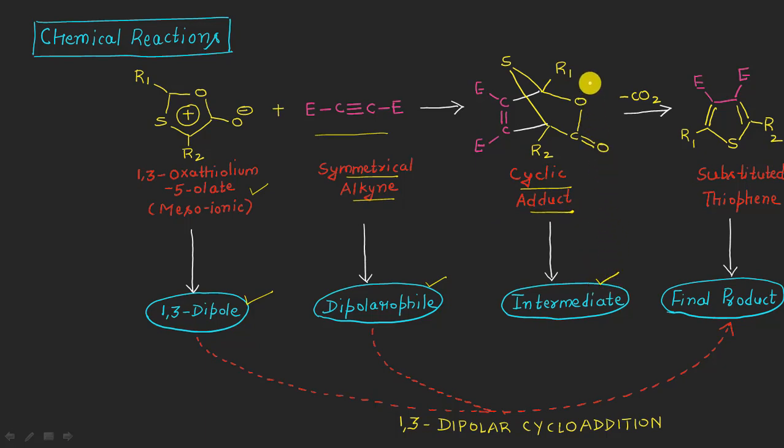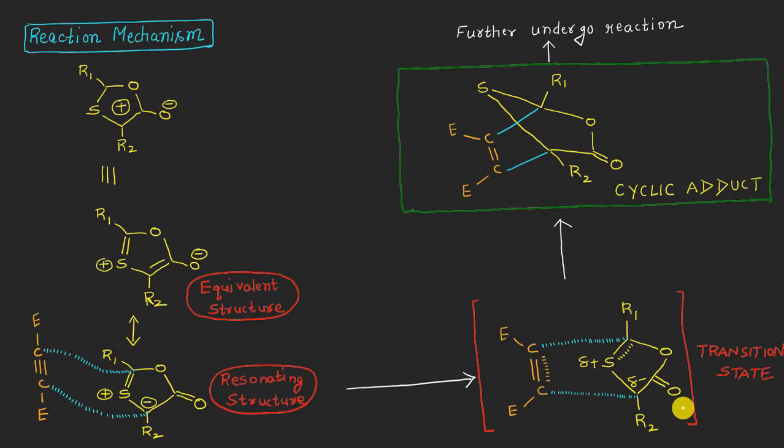And finally, it will undergo an elimination of a molecule of CO2 like this here, resulting in the formation of a substituted type of thiophene derivative as the final product, okay? And moreover, I have mentioned here that the reaction is, of course, the 1,3-dipolar cycloaddition with a concerted type of mechanism here, okay? And now it's time to go into the details of this mechanism.